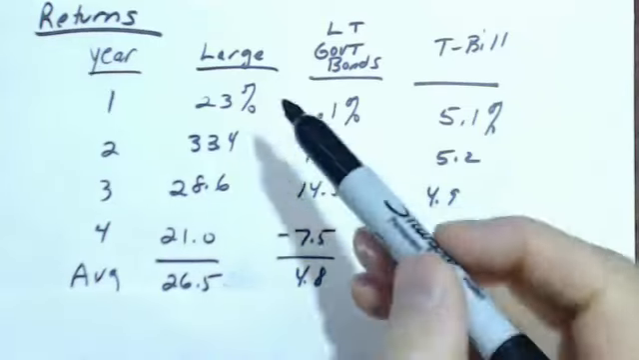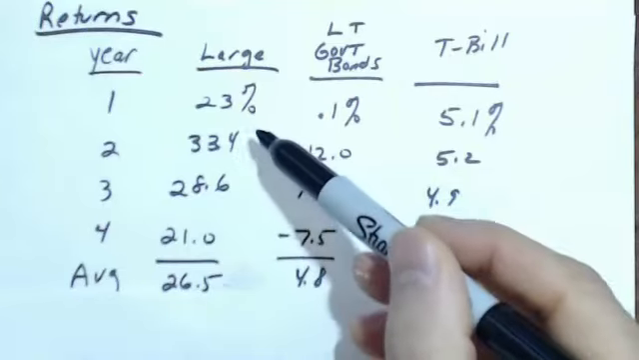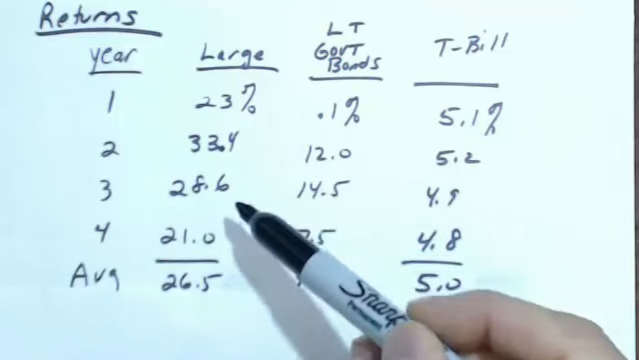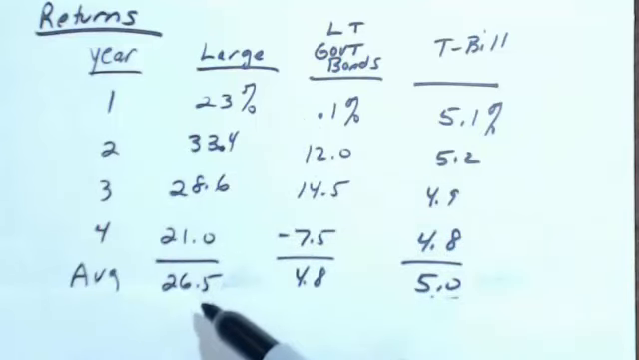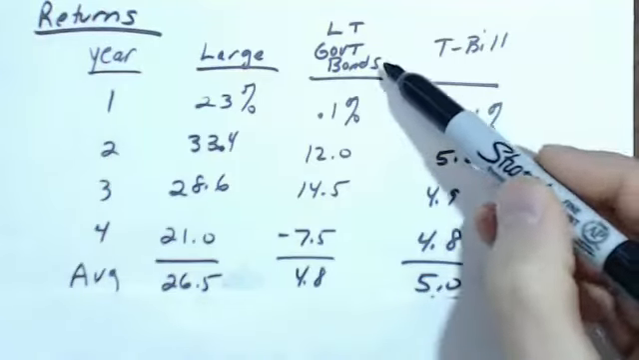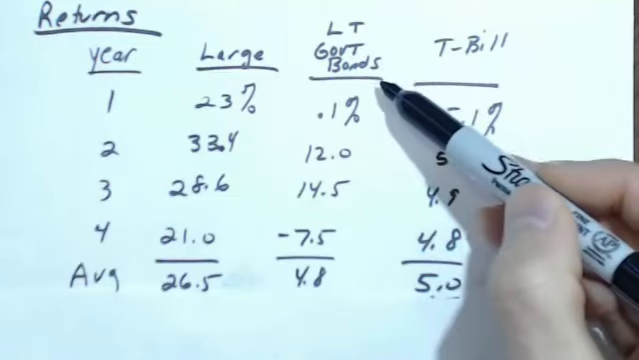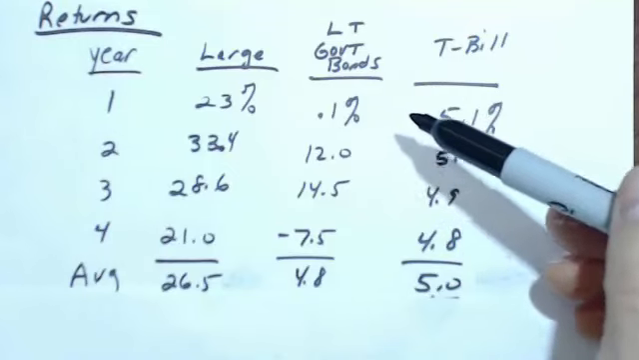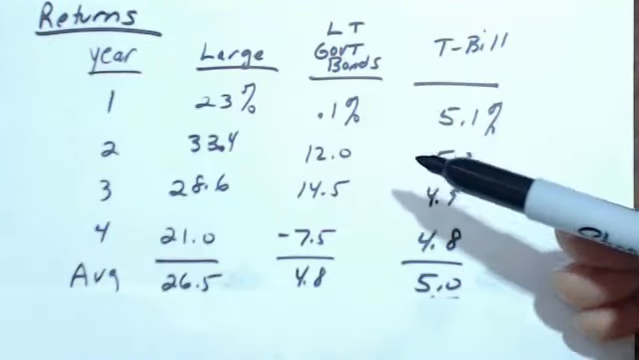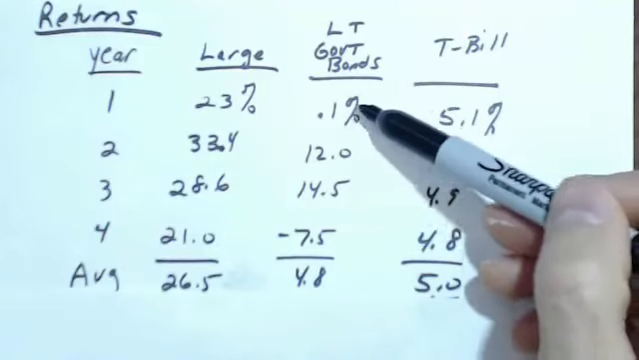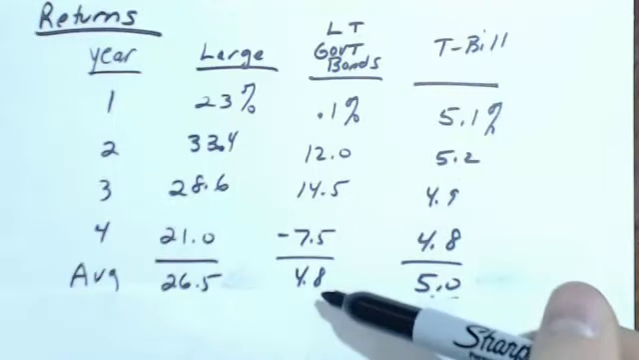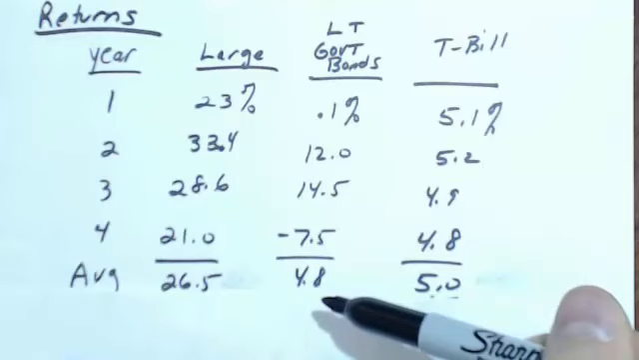So large cap stocks had a 23% return in year 1, 33.4% in year 2, 28.6% and so on. The average, the arithmetic average, as I'll explain a little later, is 26.5%. And we also have the returns for long-term government bonds, T-bonds. T-bonds are usually issued by the U.S. government with a maturity of 10 to 30 years. The return in year 1 was only 0.1%, and then year 2, 12%, and overall the average for this 4-year period was only 4.8%.